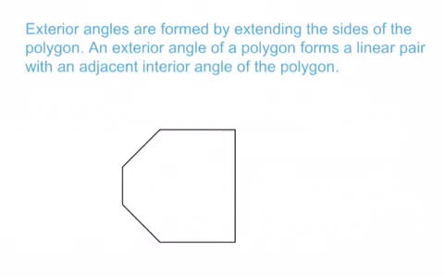Okay, so exterior angles are formed by extending the sides of the polygon. So it looks like this. If I'm going to go here, I'm going to do this in orange so you guys can see it. Right? That's extending the line. Okay? I'm also going to extend it from this one.